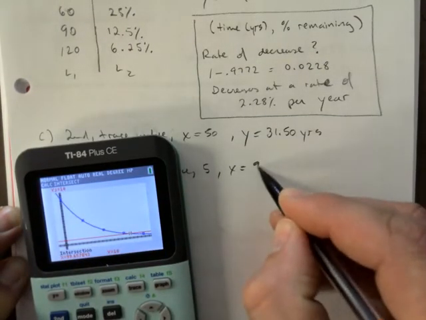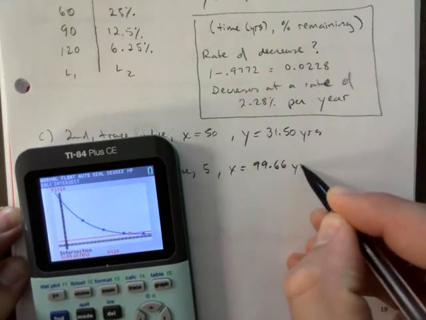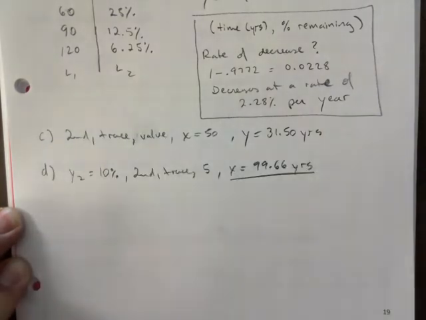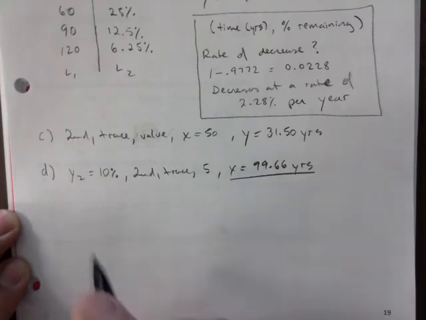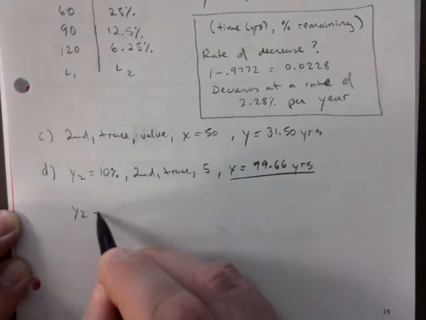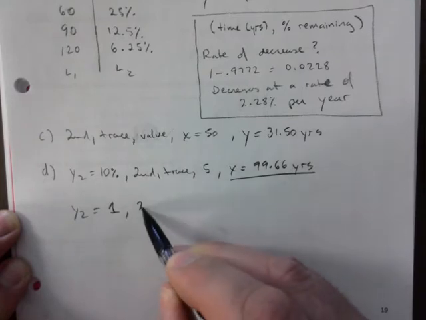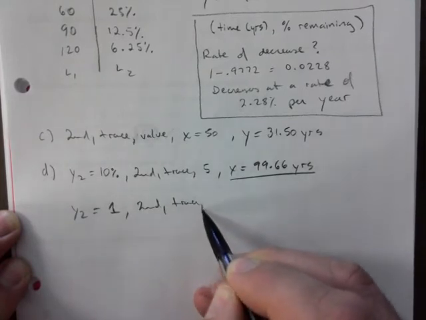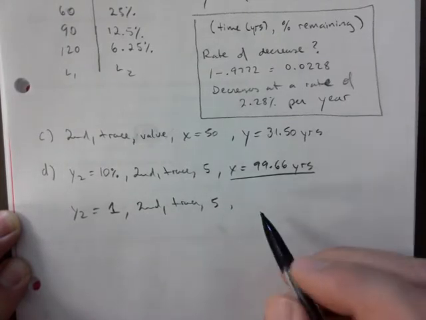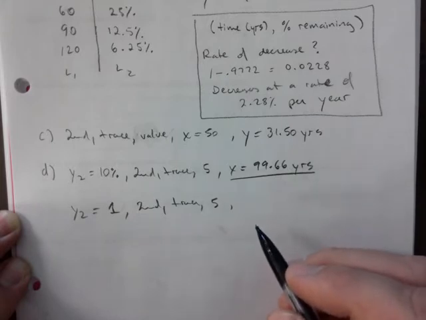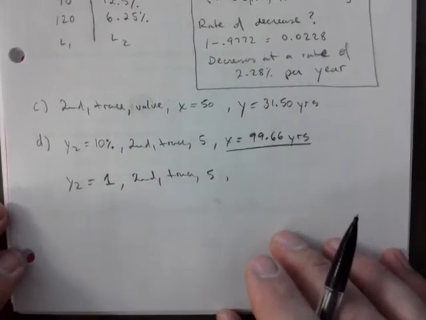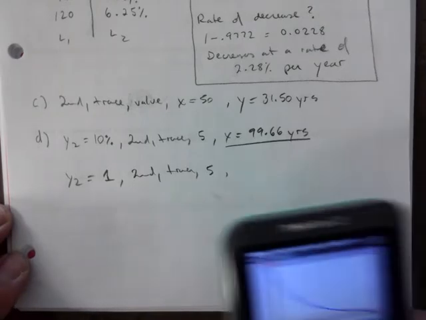So x is 99.66 years. Okay, almost 100 years. How long until it's 1%? y2 is equal to 1, second trace, 5. Now this is extremely close to your x-axis, right?